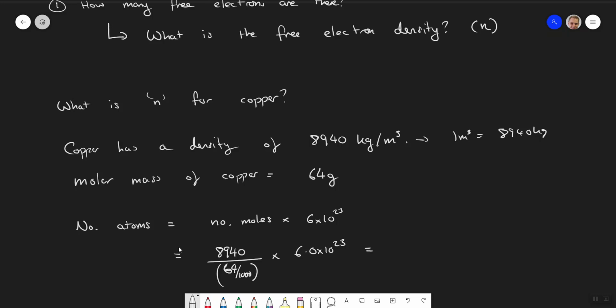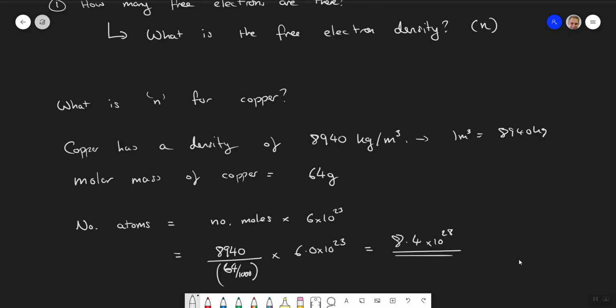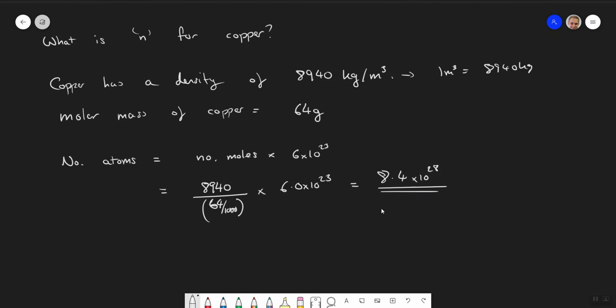And that gives me about 8.4 times 10 to the 28. And that is the number of atoms of copper there are in this weird cubic meter. If each atom gives me 1 electron, that also means that this is equal to my free electron density.